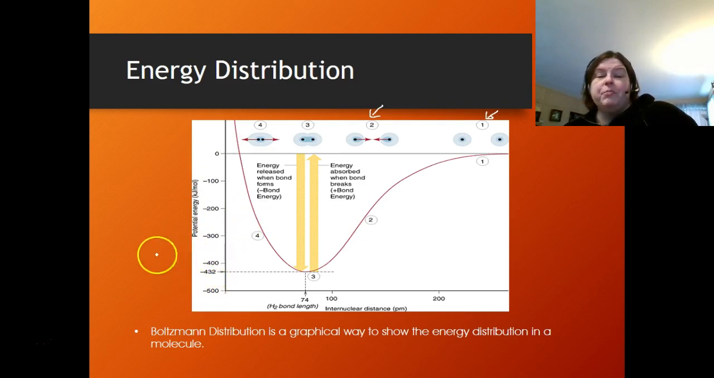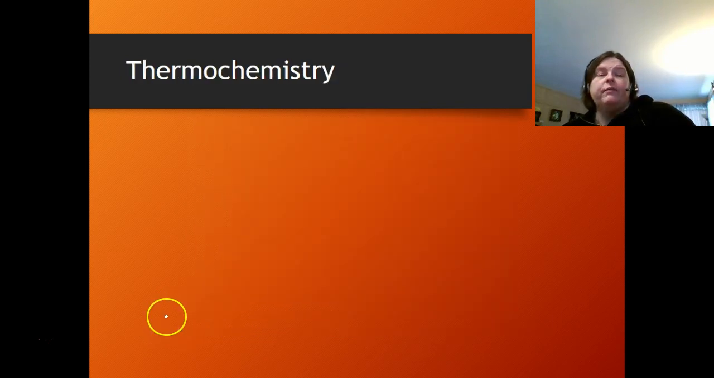So the Boltzmann distribution, which is what this graph is called, is a graphical way to show the energy distribution in a molecule. We are going to come back to Boltzmann a little bit later in discussing how we understand average temperatures and things like that. So we'll come back to that in a minute. Well, actually, in another video.